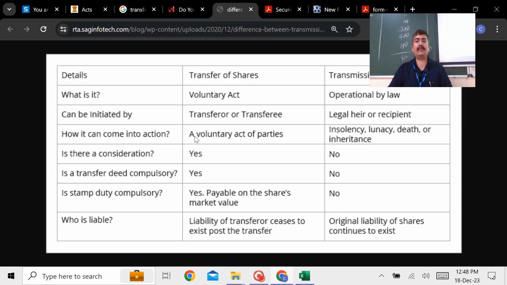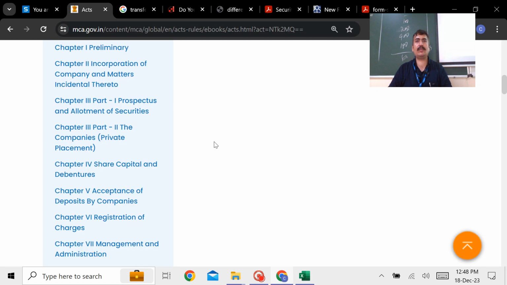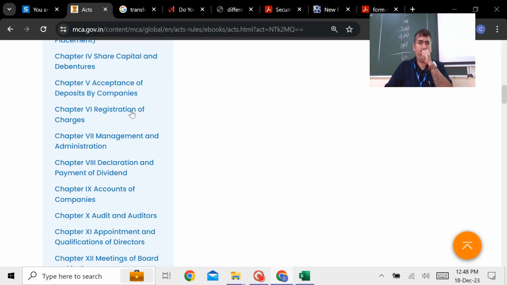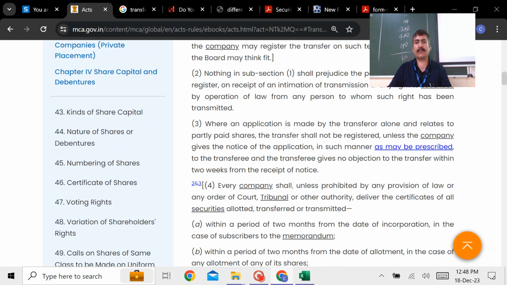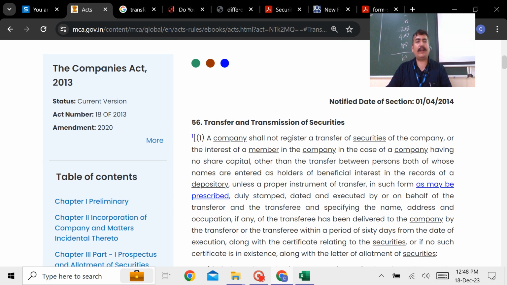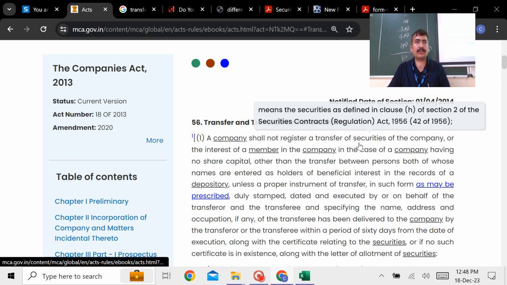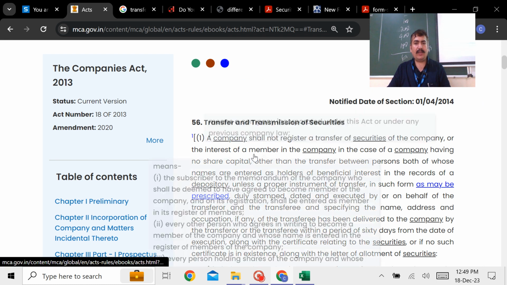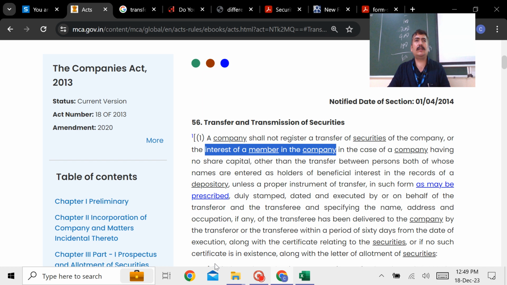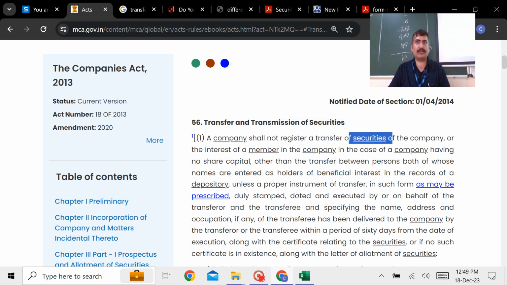So let's quickly come to the provisions of Section 56, share capital. So guys, a company shall not register a transfer of securities or interest of the member in the company. Now what do you mean by interest of a member? Shares. When the word shares is already covered under securities, why have they taken the word interest again?